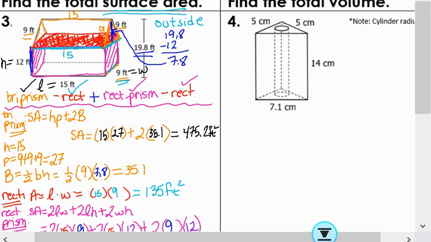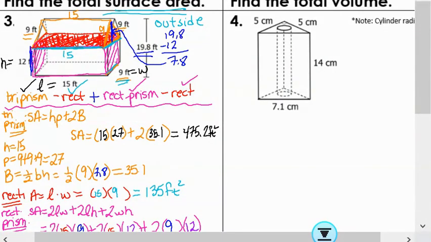Now notice that this is a triangular prism, but in that triangular prism, there is a cylinder that has been drilled out of it or cut out of it. So you can see we've got a circular prism, or cylinder rather, because we call circular prisms cylinders. So we've got a cylinder that's been drilled out of that triangular prism.